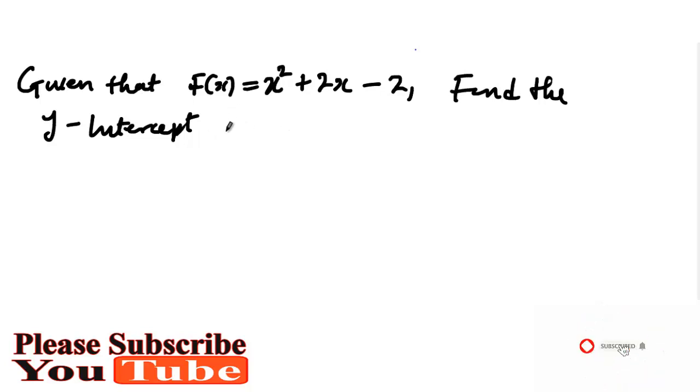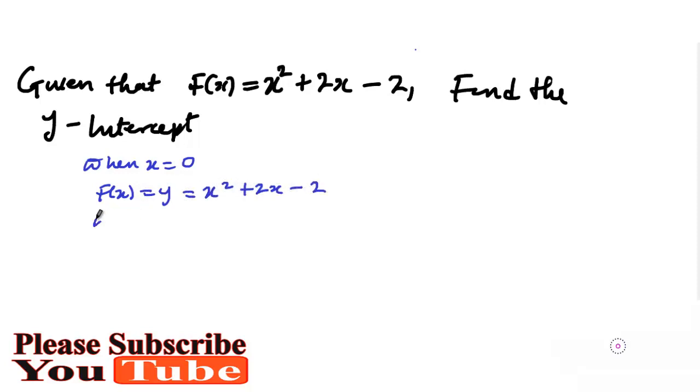So this quadratic function, we are required to find the y-intercept. Now, one thing we need to understand is that the y-intercept is the value of y when x is equal to 0. So basically, this f of x is the same thing as y, which is equal to x squared plus 2x minus 2.